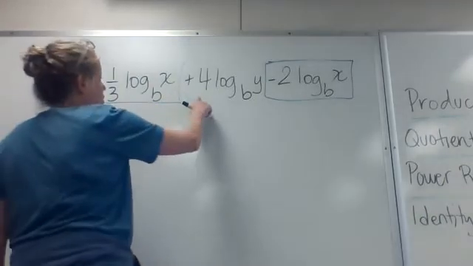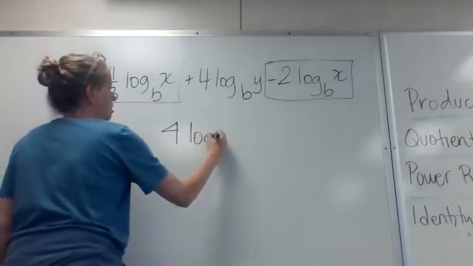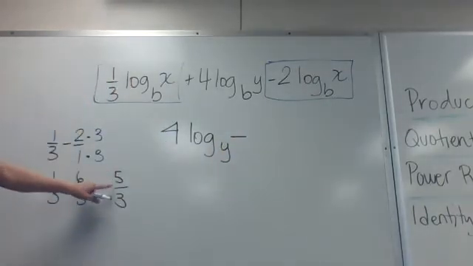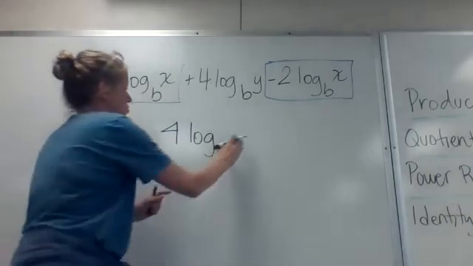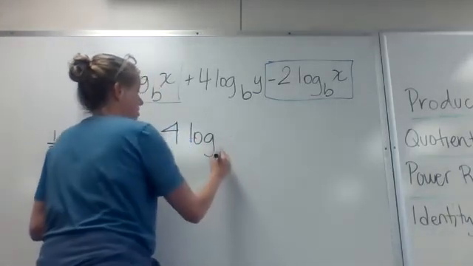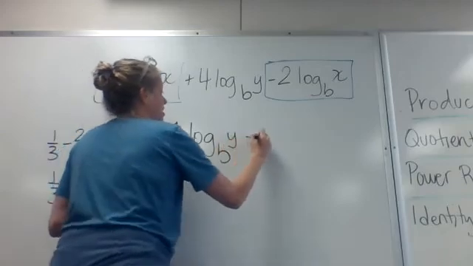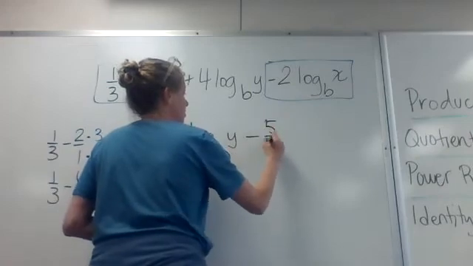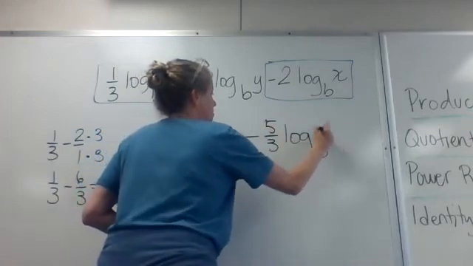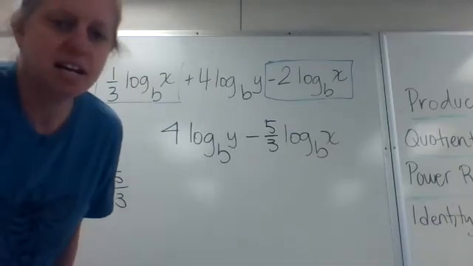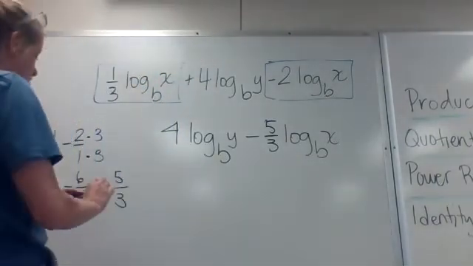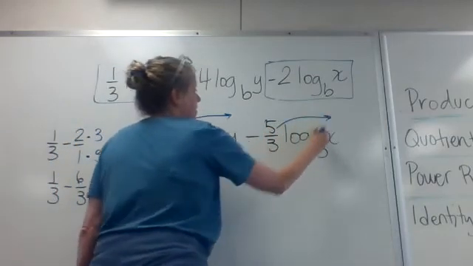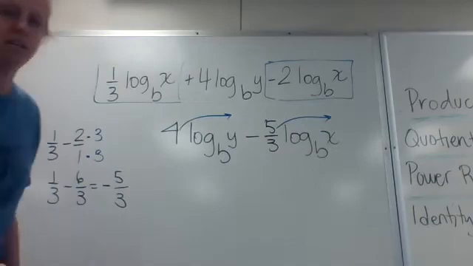So I've got 4 log base b of y, then I have minus 5/3 log base b of x. All right, so I'm going to go backwards with these. I'm going to put these back in the exponents.